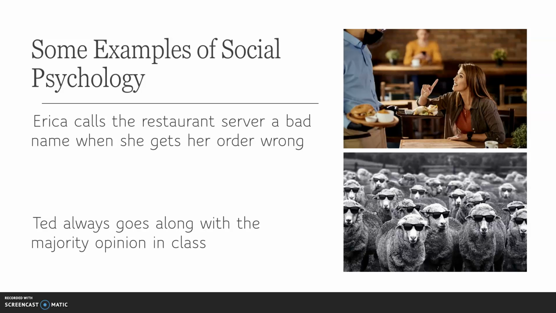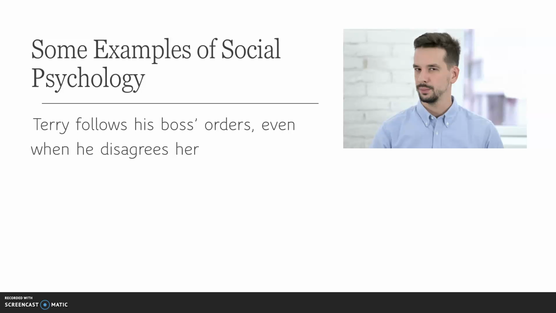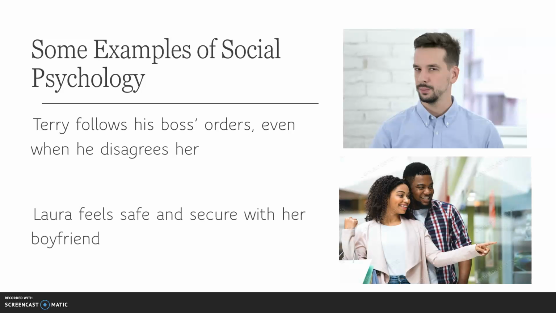And maybe Ted always goes along with the majority opinion when he's in class. This would be a good example of conformity, which is a classic topic within social psychology. Terry follows his boss's orders, even when he disagrees with her. Following orders, obedience, another example of classic social psychology. And then finally, Laura feels safe and secure when she is with her boyfriend. The relationship and the interactions they have are satisfying.